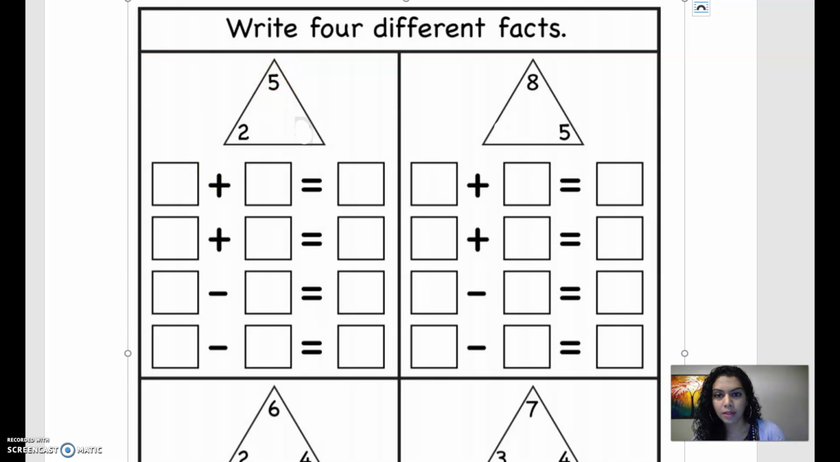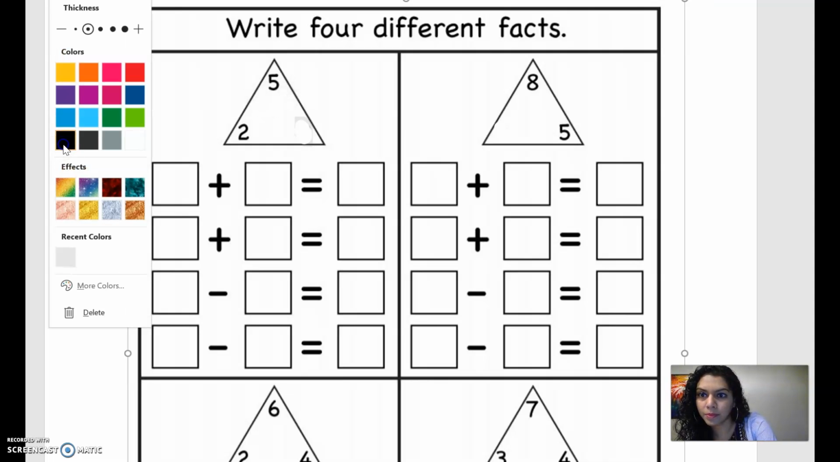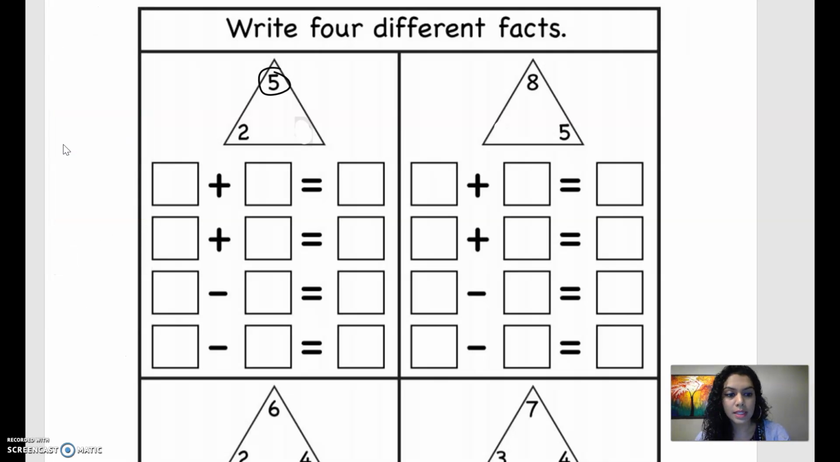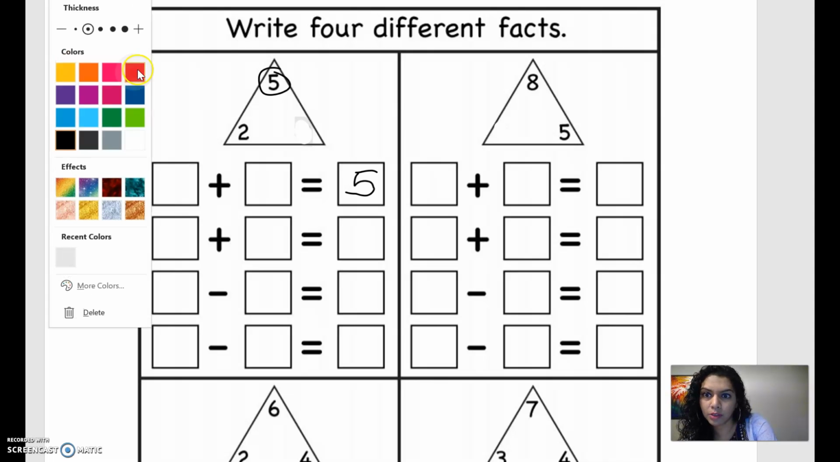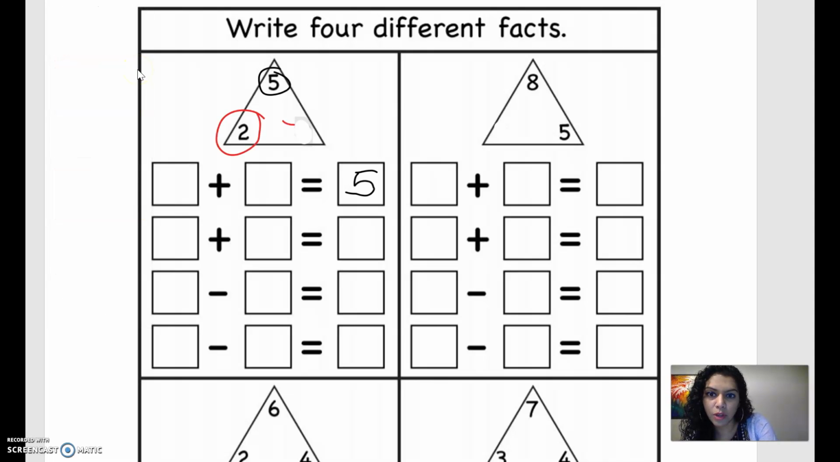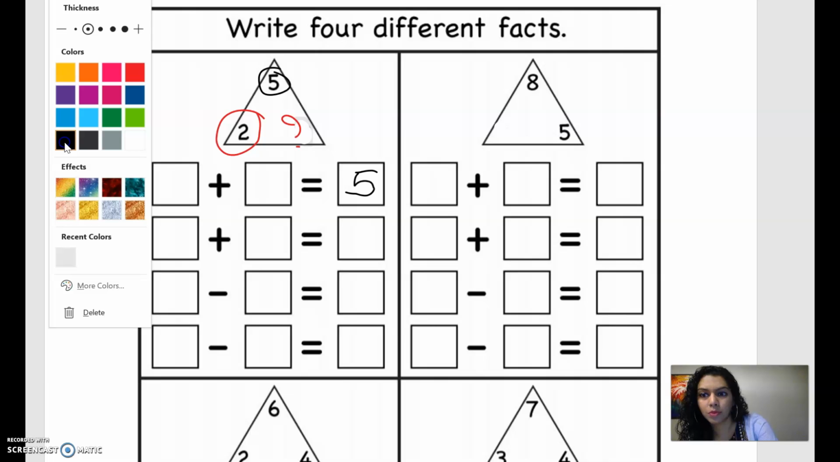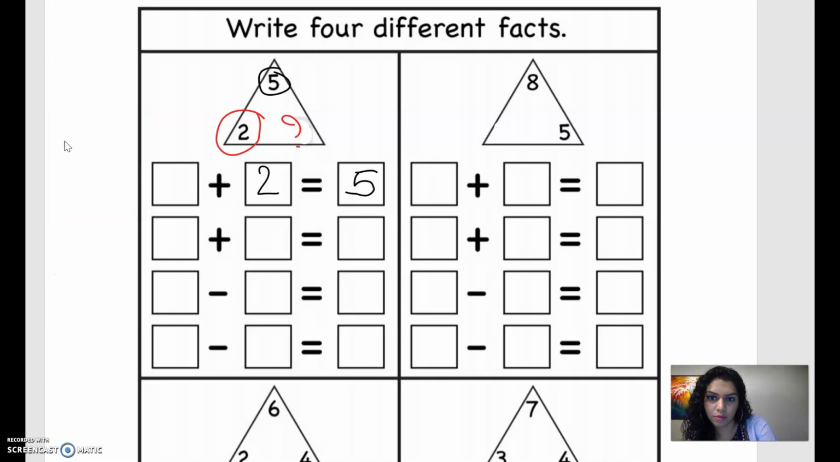And I'm gonna use my pen to draw this number up here is the sum, right? That's the sum. So we are going to write the sum in the box here. We know one number, that is 2. I'm going to use a different color for this. But we do not know the other number. So we're going to write our 2 here. And we're going to think, how do I find this missing number?